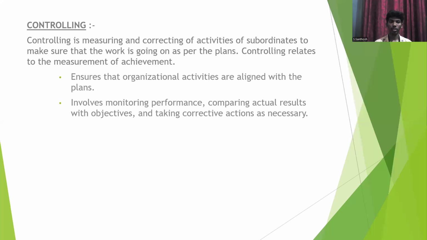The controlling also helps to make sure that our task or the organization's goal is kept in mind until the end of the organization's task. That is, once we complete the task, we have to make sure that this task is related to our goal. It shouldn't deviate from the goal. It has to be made sure that we reach the goal that we had in mind while starting up the task of the organization. So it involves monitoring performance, comparing actual results with objectives, and taking corrective actions as necessary.